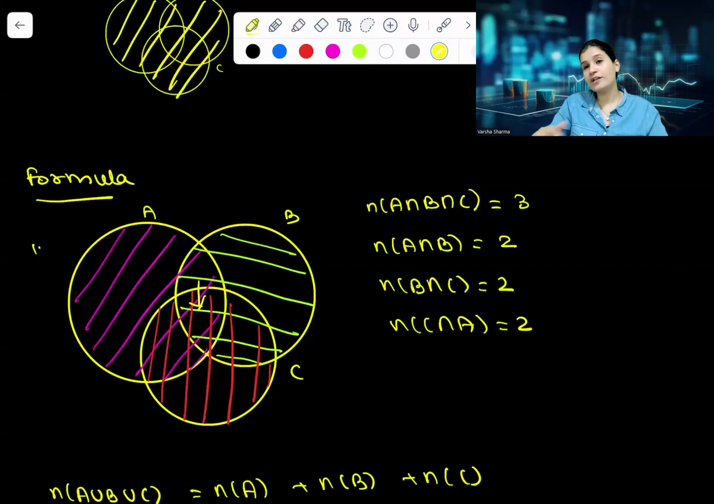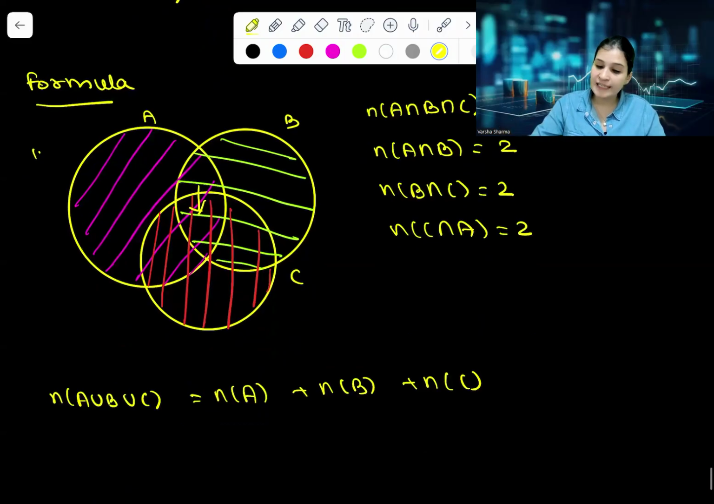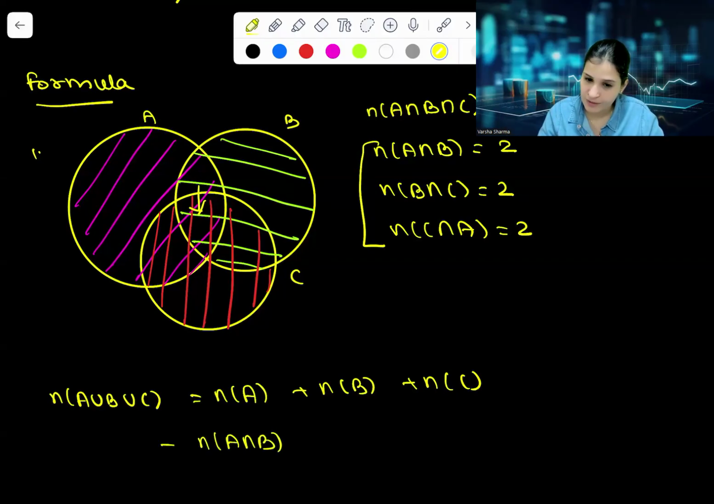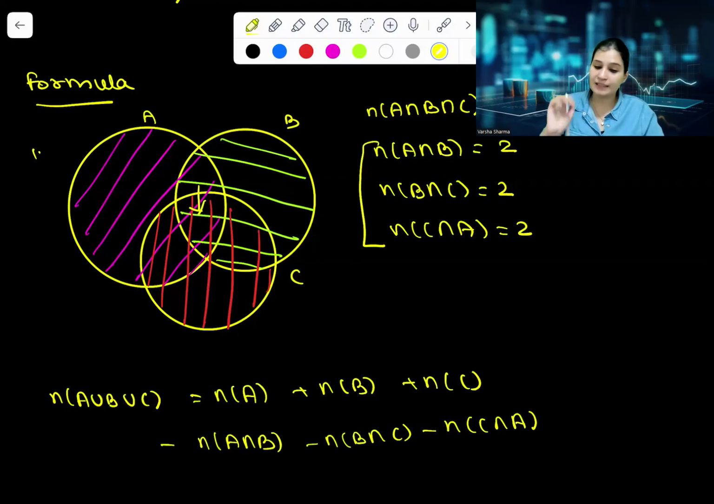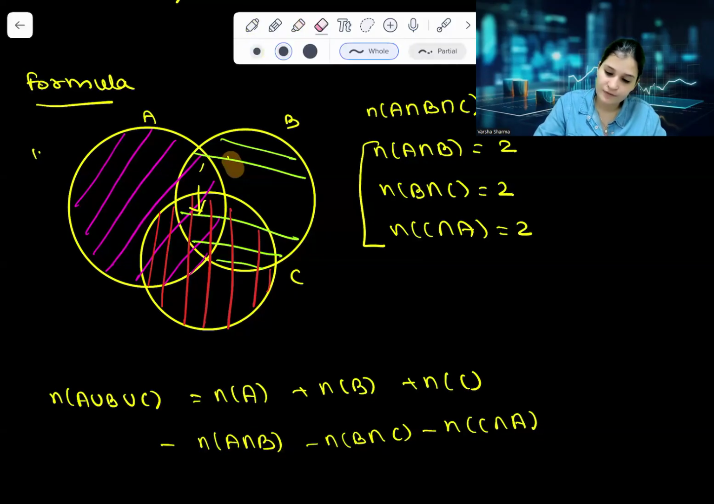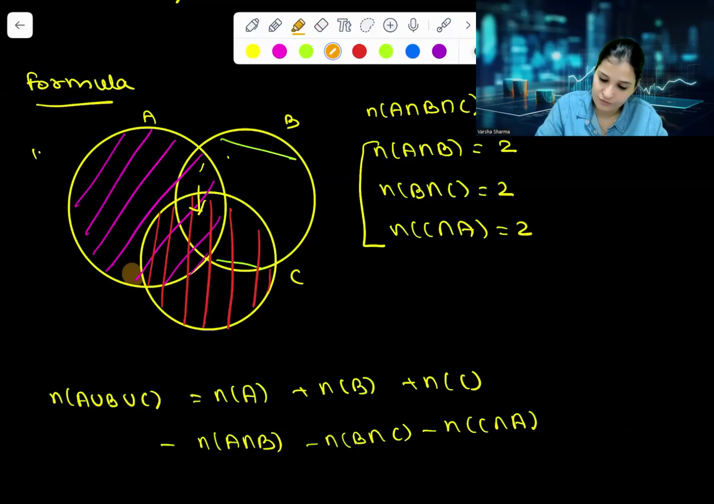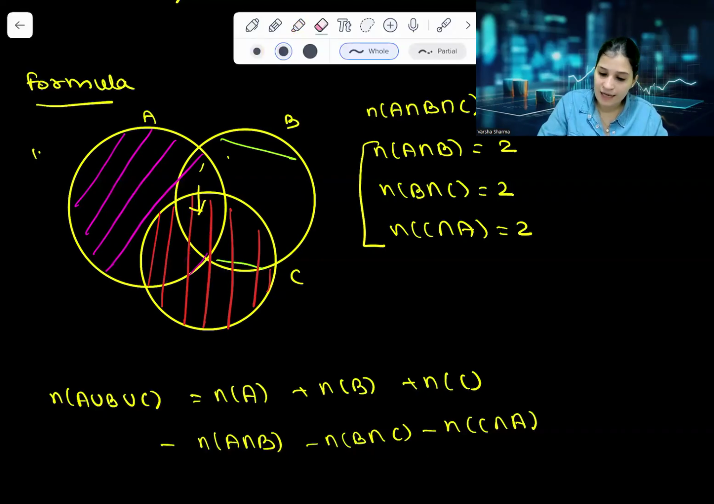So I've counted many things many times. But when we are counting the sets, we only take everything once. I've counted the triple part thrice, and these parts two times. So I'll subtract one time: minus n of A intersection B, B intersection C, C intersection A. But when I did that, I removed the green portion from here, then I also removed the pink portion, and these red portions got removed.